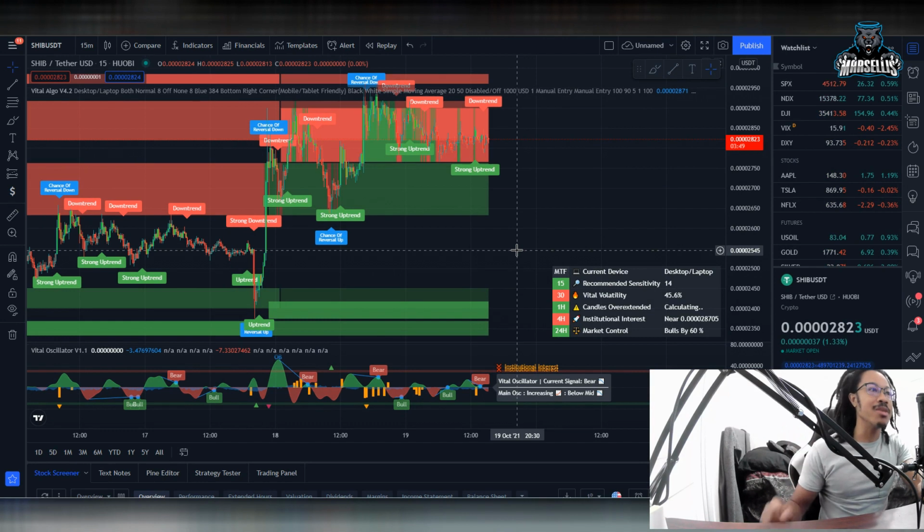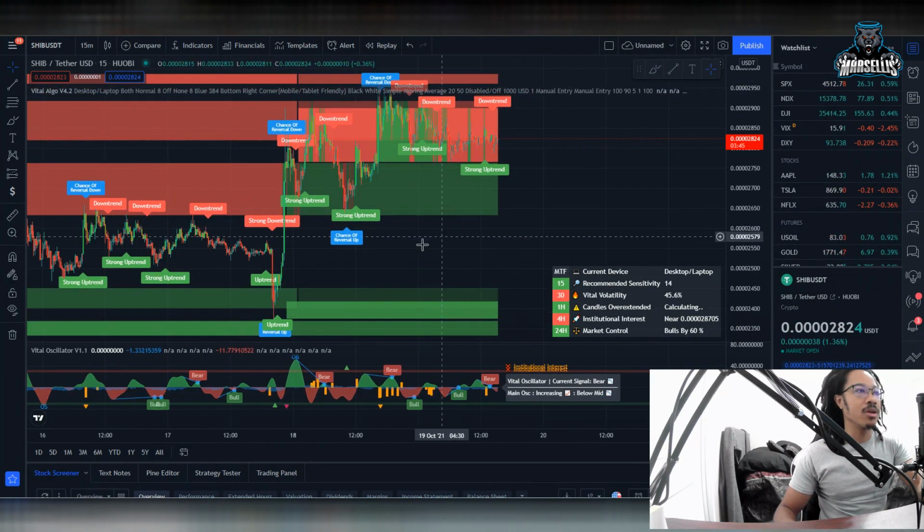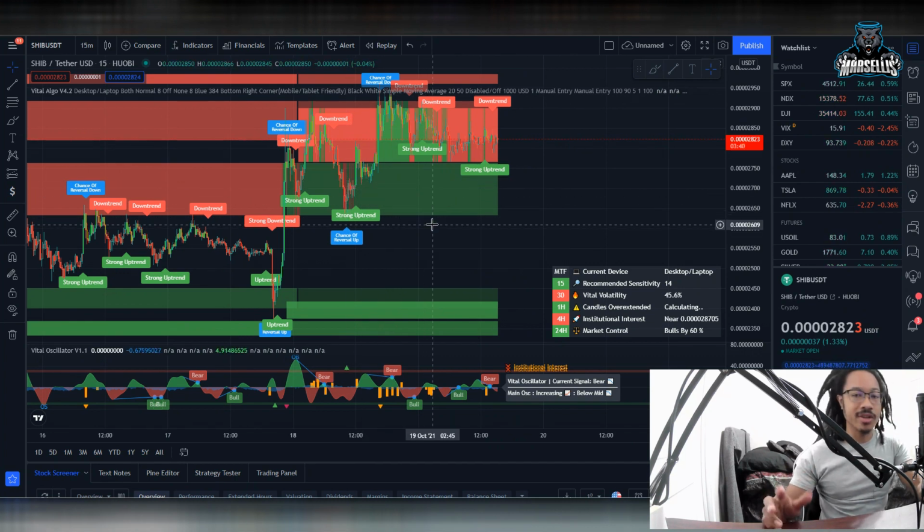We got to go over Shiba Inu here today. We got some growth going on here inside Shiba Inu, but we are looking a little bit stagnant right now. But anyways, remember, I'm not a financial advisor and none of this is financial advice.